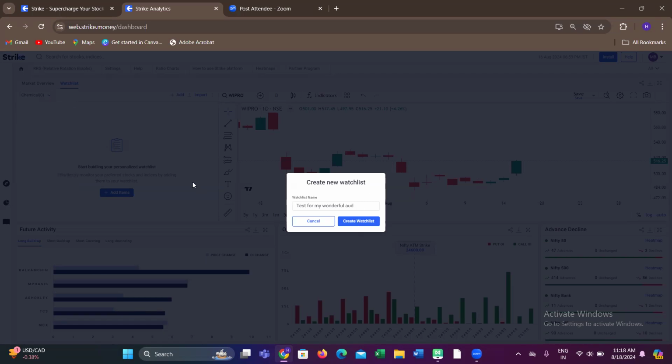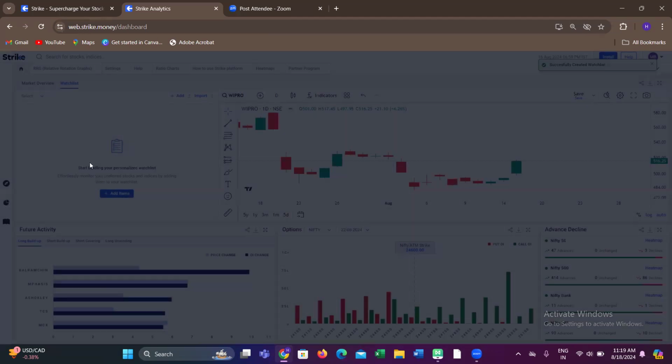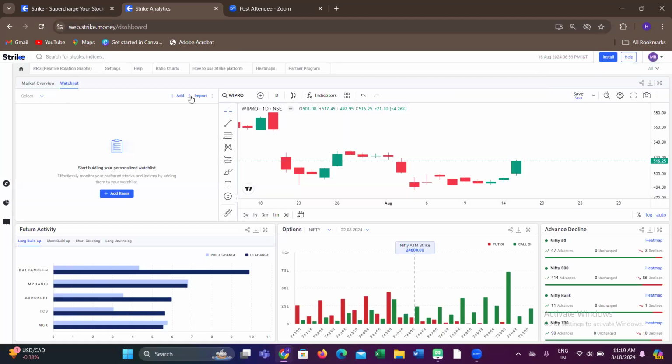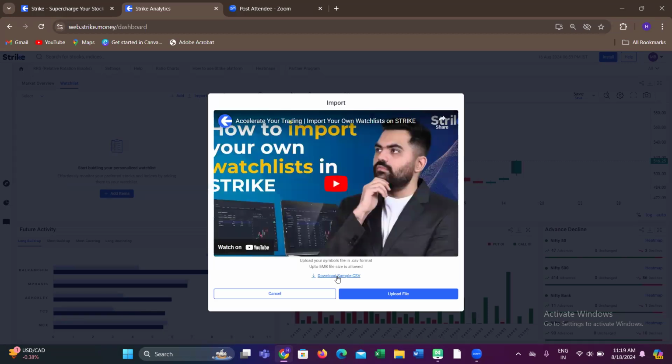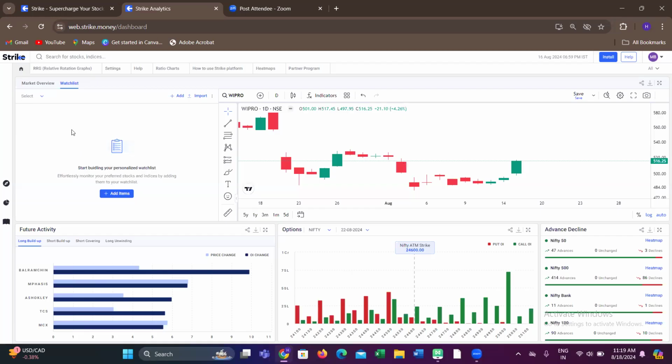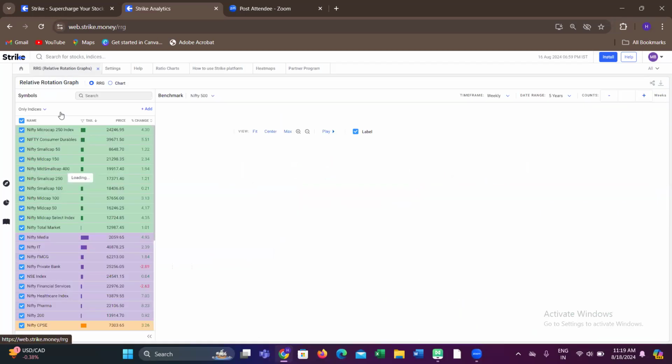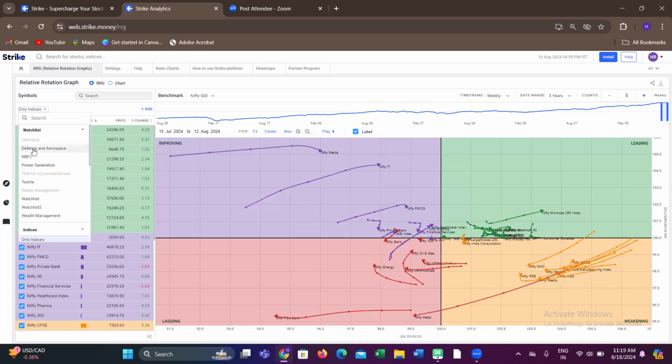And the moment I create a watch list, I can start adding stocks manually, or I can import as well. So the moment you click on import, you will get a format in which you need to add the scripts that you would like to check. So download this, add the format, number of scripts that you want to check on RRG chart, and then upload it back. So it will come up over here. And the moment it comes over here, and when you go back to RRG chart, you have an option of looking these watch lists appearing over here, right?